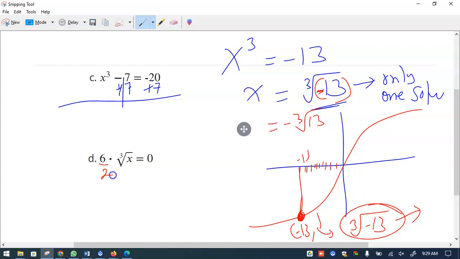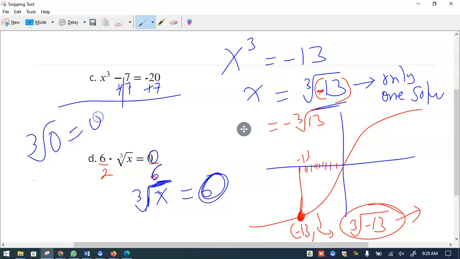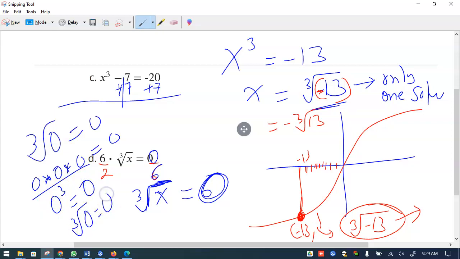The last question, you have to divide by 6 here. So dividing by 6, you get cube root of x is 0, because 0 times 6 is 0. And for the only solution, you can cube both sides, or you can use your common sense: the only way this could be 0 is if the cube root of 0 is 0, because 0 times 0 times 0 is the only cube which gives you 0. So the cube root of 0 is 0. So here we can say x is 0 cubed, and that is x equals 0.